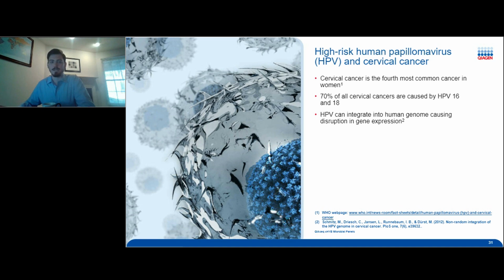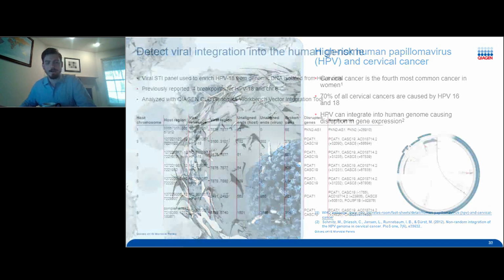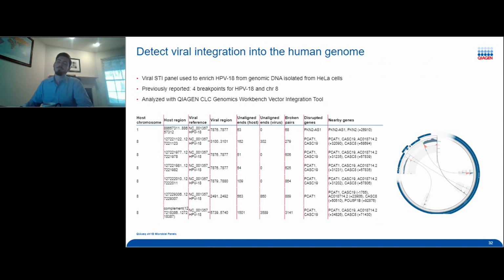And in semi-recent history, it was determined that HPV can integrate into the human genome, causing disruption in gene expression. When paired with QIAGEN's CLC Genomics Workbench vector integration tool, we can actually use this panel. And actually, for any virus that does integrate into the human genome, you can use this tool as well. But with the vector integration tool, we can determine where in the human genome a virus has integrated and what genes have been disrupted.